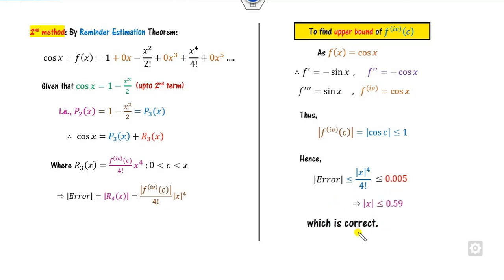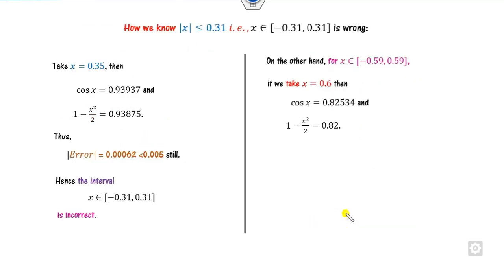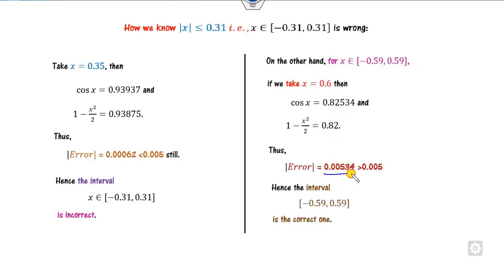Now from here you can compute the value, which matches with the alternating series test. How do you know that it is correct? Again, we can take any value which lies outside this domain, say 0.6. If we compute the error, we can see that it is greater than this. Hence, this is the maximum interval on which the error is less than this.